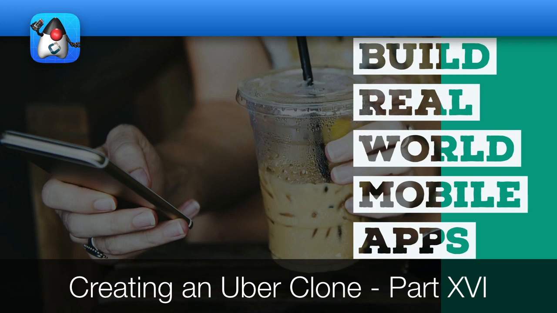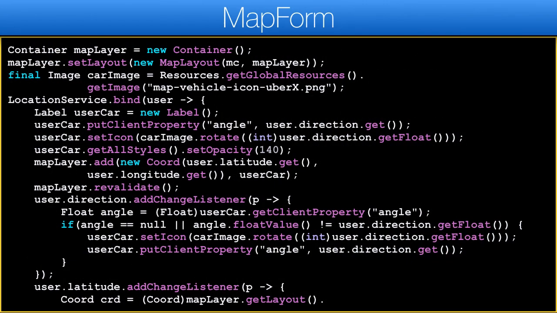We discussed the location service class. Now let's see how this maps into the UI. Back in the map form, we can change the map layer code, which during mockup just featured a fixed position car image. We bind to the location service, where we get a callback every time a driver comes into play.